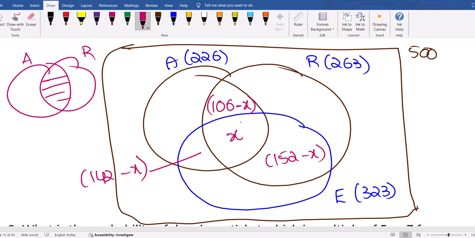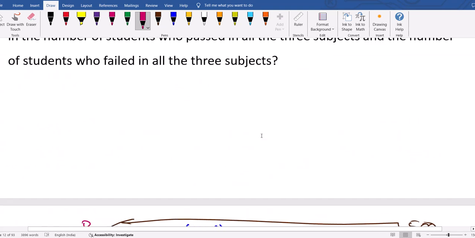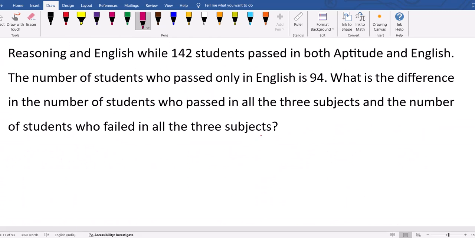Outside, not failed in all the three, let it be y. Failed in all the three, let it be equal to y. Okay, sir, how can I get the x value? Now listen, they said one important clue. Only English, how much? Only English is 94. This will give the x value actually.